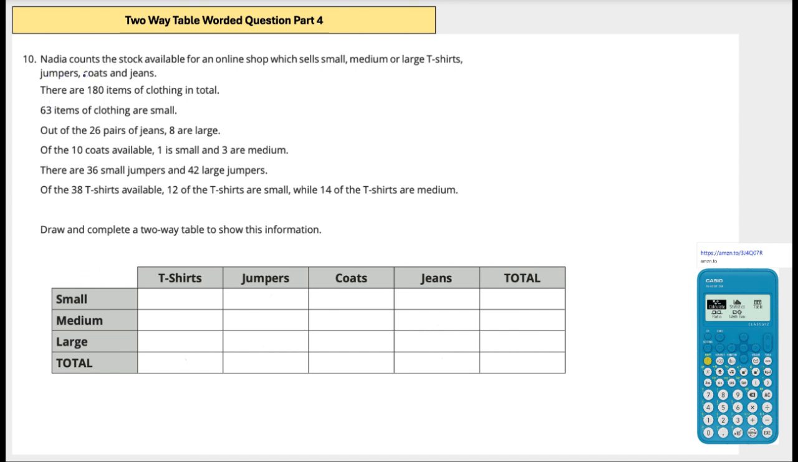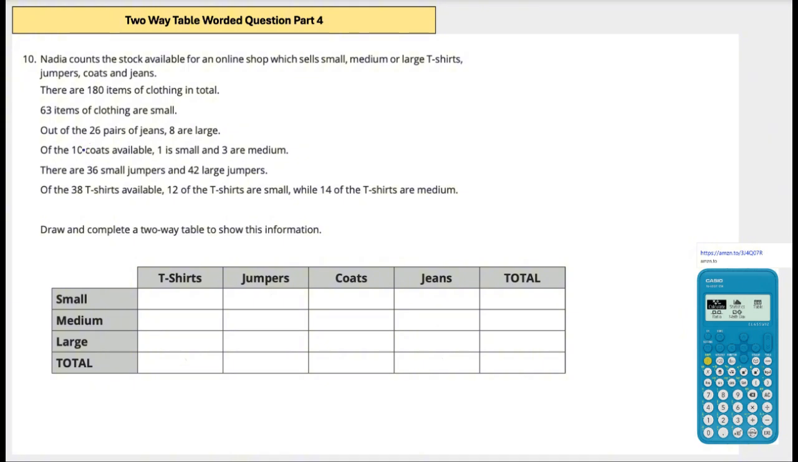So it states Nadia counts the stock available for an online shop which sells small, medium or large t-shirts. So I put that down my left-hand side. That's something that I do. You could do it a different way, but you'd have to be really careful. I just think it's always nice to put what it's about, not the product, but any sizes or anything like that on the side.